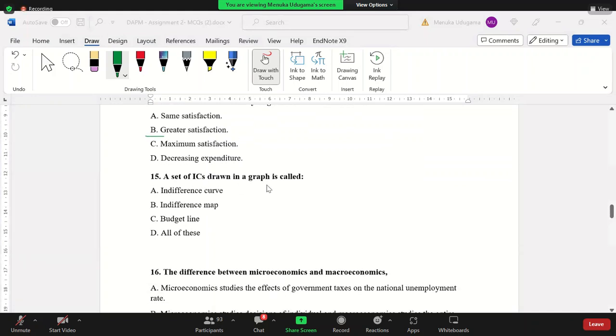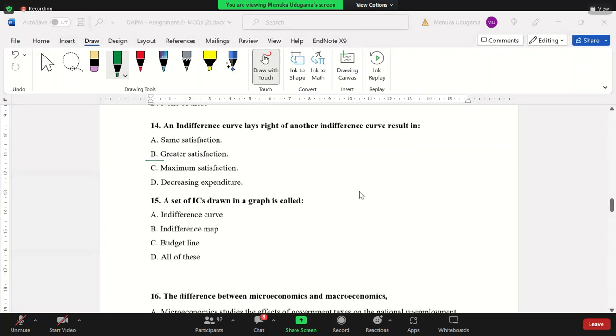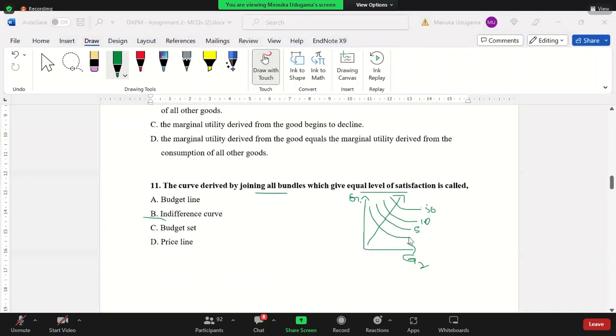A set of ICs drawn in a graph is called what? We said it's called indifference curve. But if you draw several, it's called a map, indifference map.